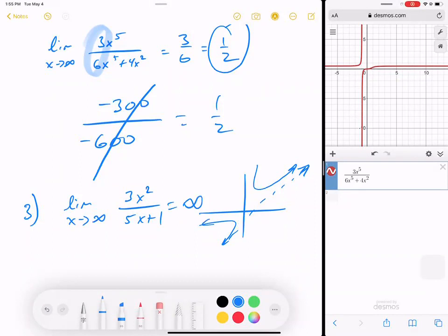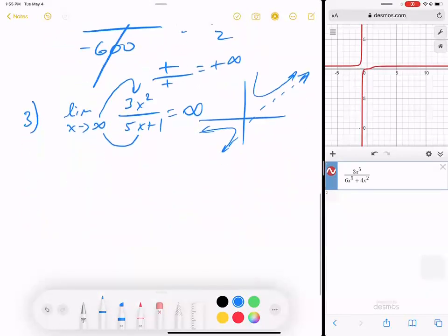What would it look like? How much money would be in my bank account as I shoot off to infinity? The answer would be positive infinity in this case. Now, let's see if that makes sense. If I throw a positive number here, isn't a positive times a positive a positive? Look at the bottom. What's a positive times a positive 5? Isn't that still positive? We have a positive infinity here.